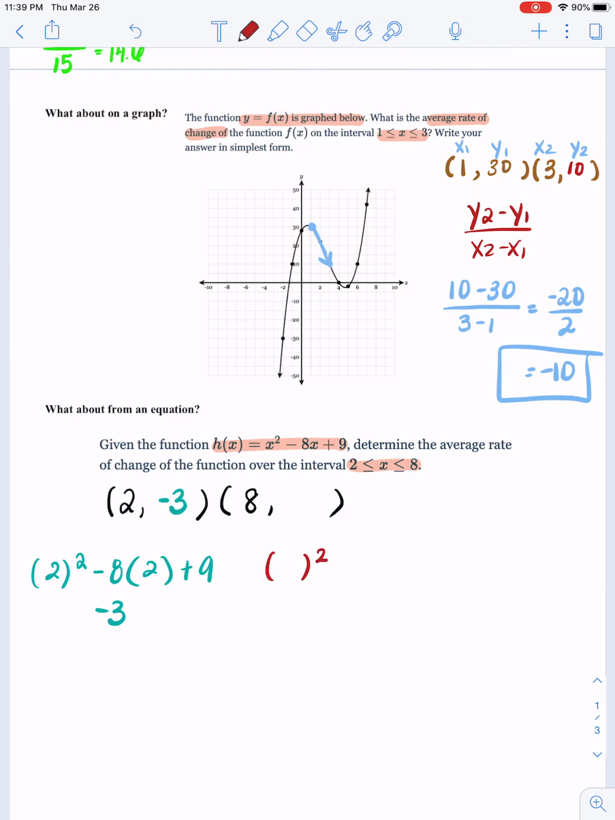Let's do the same thing for 8. So instead of the x's, I'm putting in parentheses so that now I can plug in 8. So again, we're going to do the same thing. Plug it into your calculator. And I get that this is equal to 9.